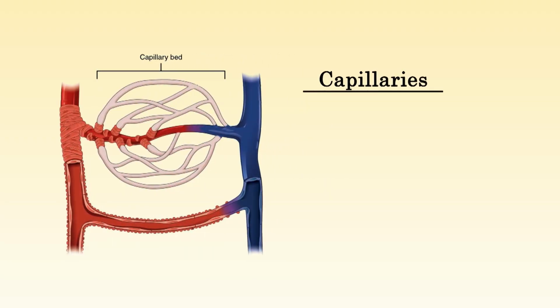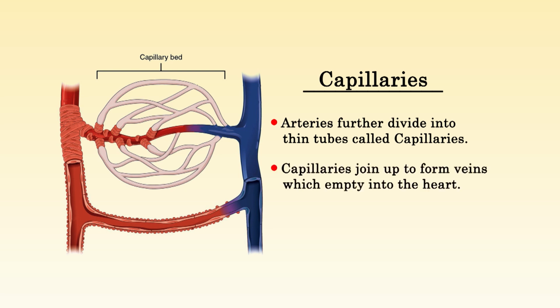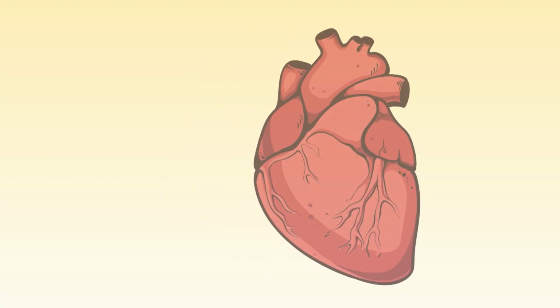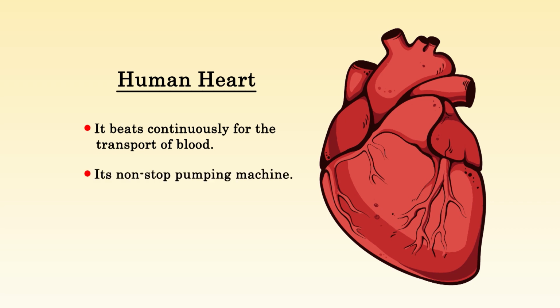On reaching the tissues, arteries divide further into extremely thin tubes called capillaries. The capillaries join up to form veins which empty into the heart. Now comes the third and most important part of the circulatory system, that is the heart. The heart is the organ which beats continuously for the transport of blood. It is a non-stop pumping machine in our body.